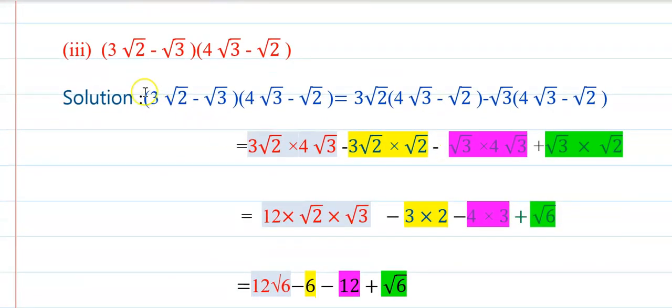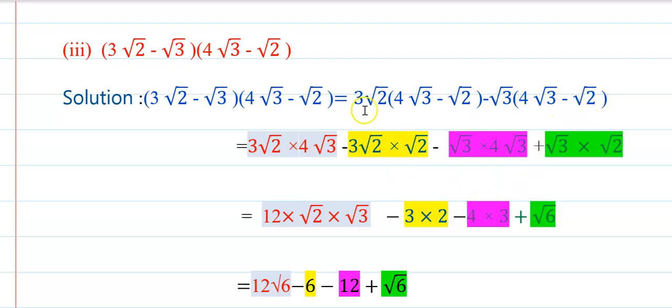Now the next example: 3 root 2 minus root 3 into 4 root 3 minus root 2. We will take the product of these two. Again, the multiplication of these brackets is complicated. Numbers are repeated, 3 root 2 and again, therefore I have shown them in color. Now 3 root 2 multiplies the whole bracket: 3 root 2 into 4 root 3 minus root 2, and again minus root 3 multiplies the whole bracket: minus root 3 in bracket 4 root 3 minus root 2.